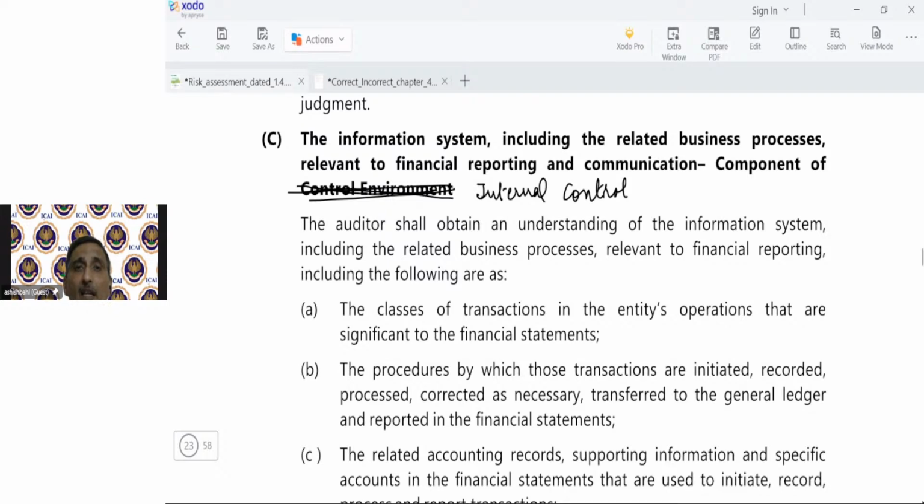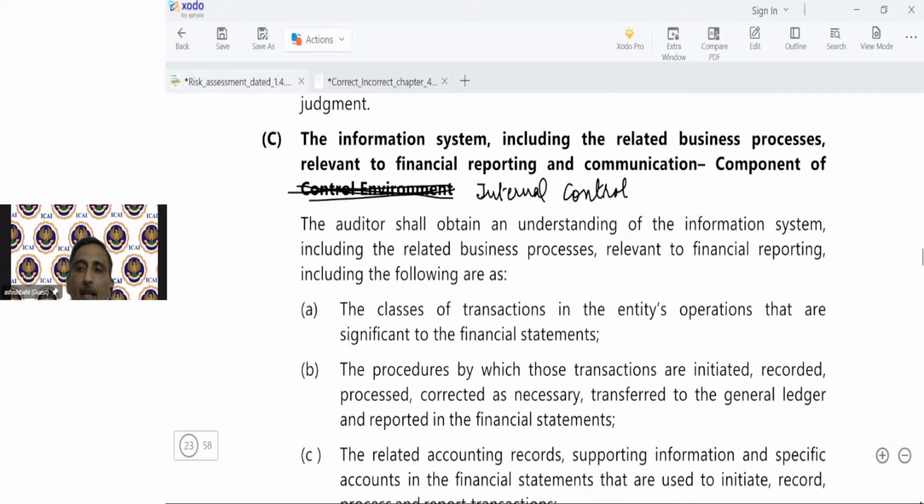Why would he need to study the information system? Because it is the information system which is capturing all the information which is relevant to financial reporting. So he is concerned that all the valid transactions are recorded, that transactions are initiated, recorded, processed, and corrected, and are properly reflected in accounts. So obviously these controls are required to be studied by him. So theoretically, it is a separate component of internal control.